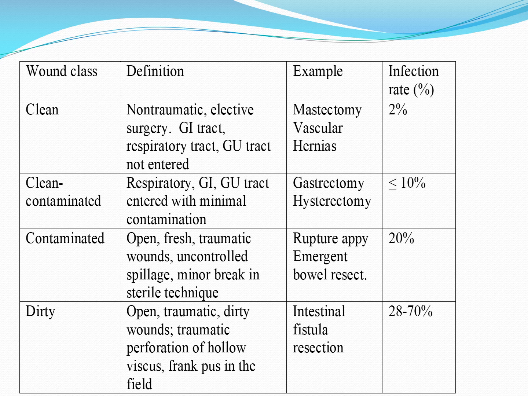In the clean contaminated types, the infection rate is less than or equal to 10%. In this type, you have gastrectomies and hysterectomies. In the contaminated type, it's around 20%, and includes rupture of a viscus or emergent bowel resections and so on. These contribute to increasing the degree of developing infection. The dirty wounds, such as intestinal fistulas, resections, and so on, have an incidence of 28 to 70% chance of developing infection.